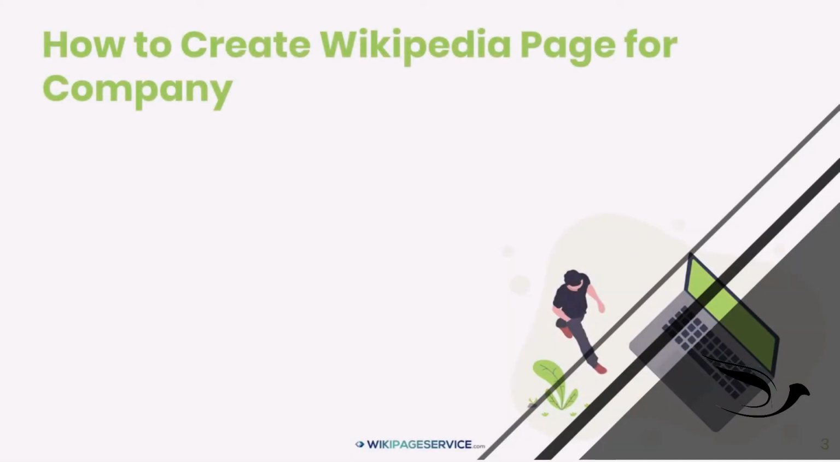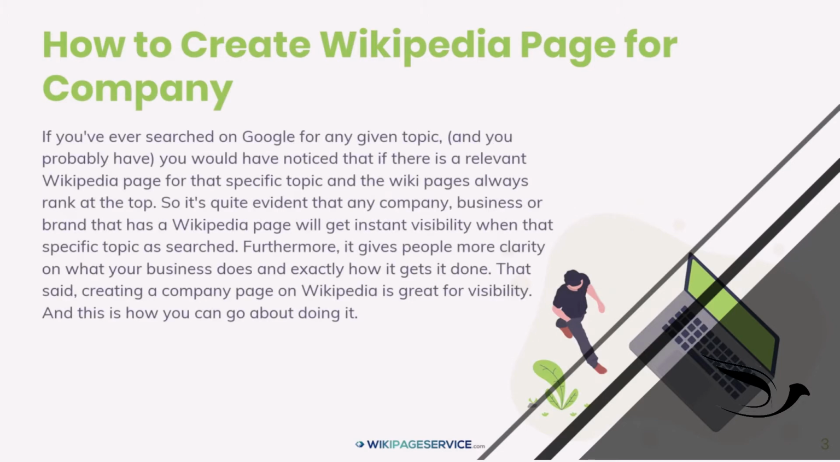How to create a Wikipedia page for a company. If you've ever searched on Google for any given topic, and you probably have, you would have noticed that if there is a relevant Wikipedia page for that specific topic, the wiki pages always rank at the top. So it's quite evident that any company, business or brand that has a Wikipedia page will get instant visibility when that specific topic is searched.